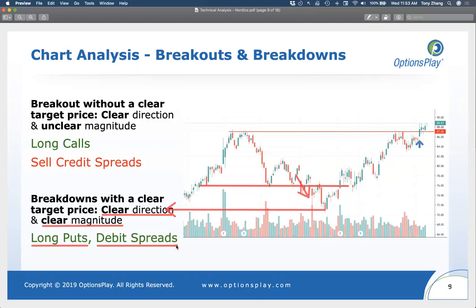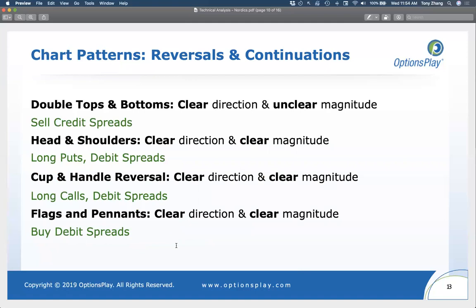Okay, does that make sense, everyone? Please type 3 into the chat window if that makes sense to you, that when you get a breakout above a resistance or below a support, this is how you should think about it: do I have a clear sense for how far it's going to move or how fast it's going to move, and then making sure that you apply the appropriate option strategy for that specific outlook.